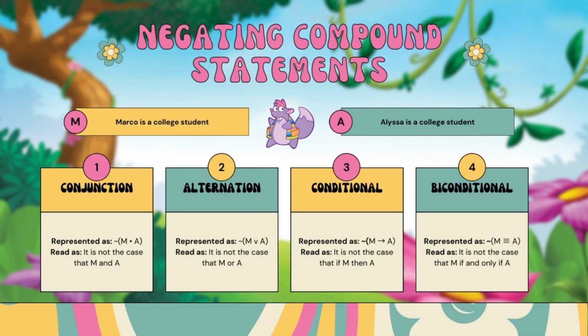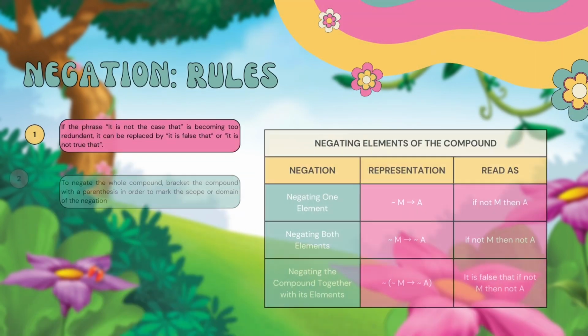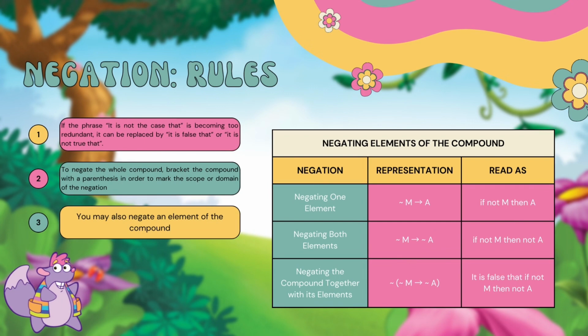To negate a conditional, it is represented like this and it is read as, it is not the case that if M then A. Finally, to negate a biconditional, it is represented as this and it is read as, it is not the case that M if and only if A. In negation, there are rules that you need to take into account. First, if the phrase, it is not the case that, is becoming too redundant, it can be replaced by, it is false that, or it is not true that.